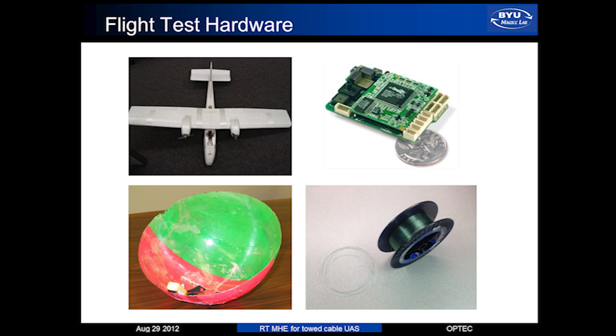That is a hemisphere. The diameter is about 30 centimeters. It has an autopilot, modem, and GPS unit in there. And the lower right one is the cable. It's a fishing line that can hold a 20 pound payload. Currently we use a 100 meter cable, and 85 meters in the real flight test.